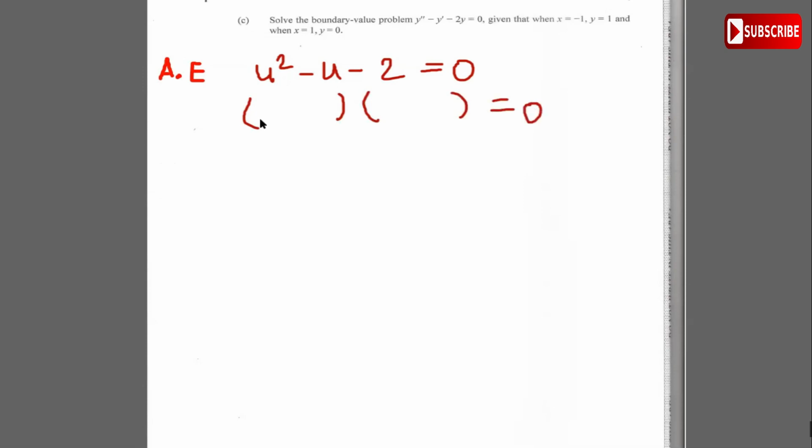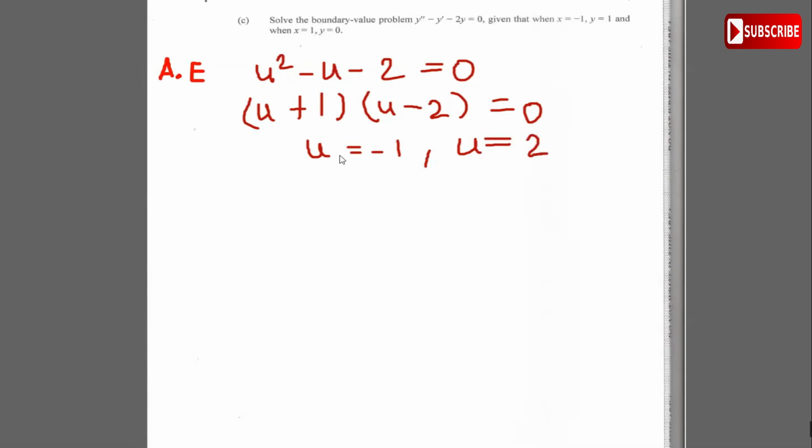And so you get u. Solving this characteristic polynomial, it has to be 2 and 1. Signs are different, the product is negative, so minus and plus. So what you're getting is u is equal to minus 1 or u is equal to 2. U is either minus 1 or u is 2.